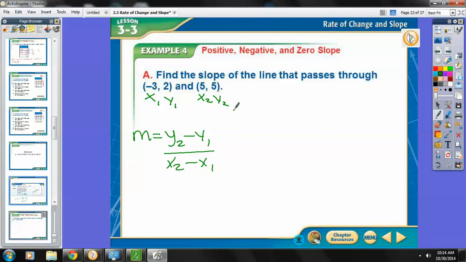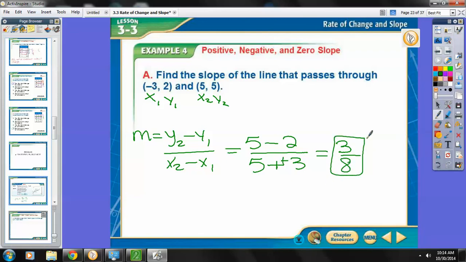It's a matter of plugging into a formula at this point to find your slope. Y sub 2 is 5 minus y sub 1, 2, divided by x sub 2, 5, minus x sub 1, negative 3. It's just a matter of calculating now. 5 minus 2 is 3. 5 minus a negative 3, or 5 plus 3, is 8.